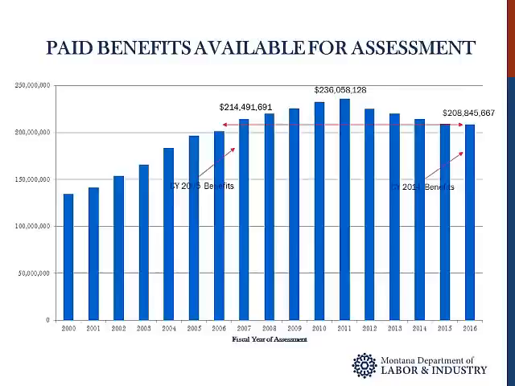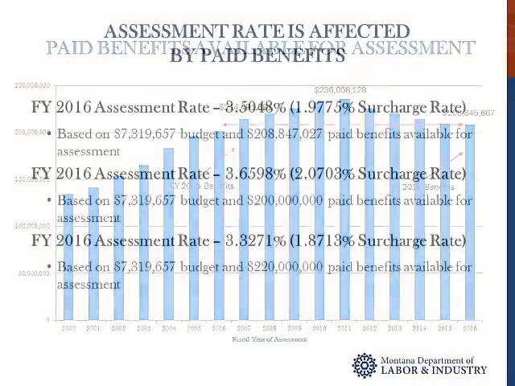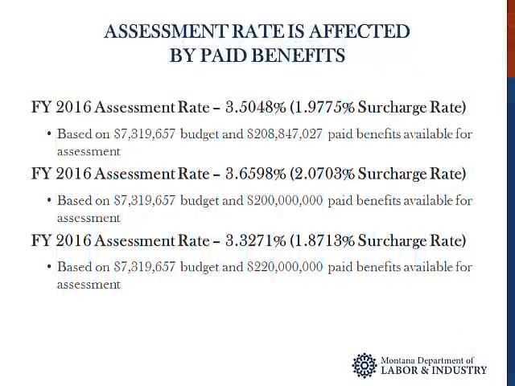For the fiscal year 2016 assessment, the paid benefits were less than what was available for the fiscal year 2007 assessment. Based on past trends and current calendar year 2015 data, it is projected that paid benefits will decline further. This slide gives an illustration of how the assessment rate is affected by paid benefits. The first assessment rate listed above is the current fiscal year 2016 assessment rate, based on the legislatively authorized budget and benefits available for assessment.